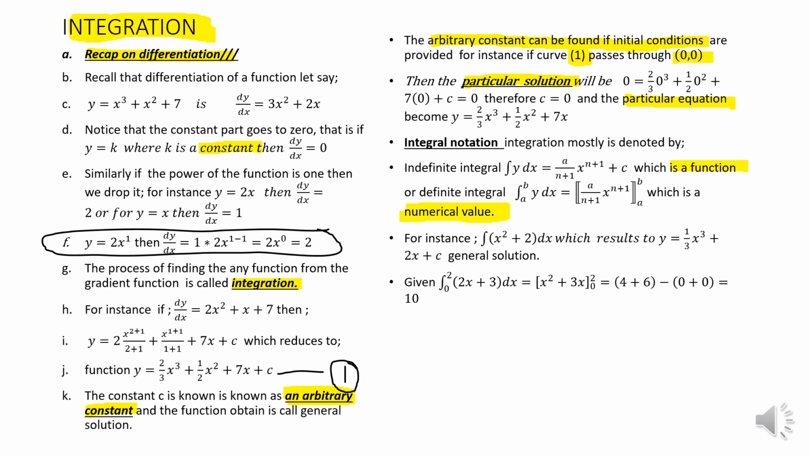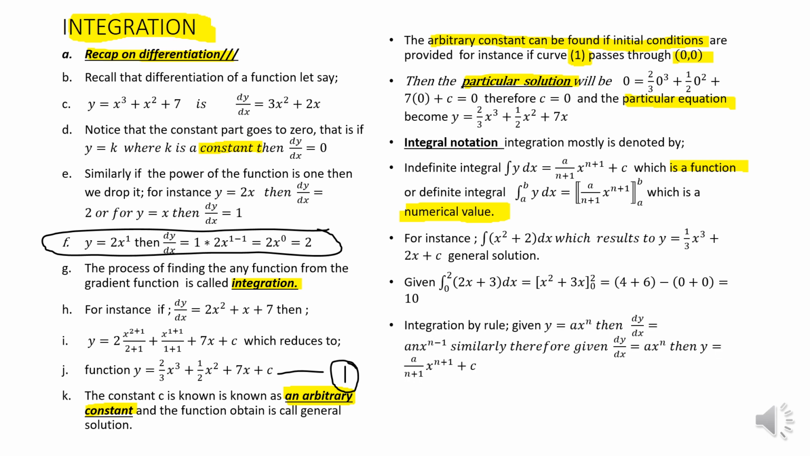So we'll start with the upper limit 2, and then you substitute into x, where 2 squared goes to 4, plus 3 into 2, which goes to 6, minus, you now substitute the lower limit, 0 into x squared and 0 into 3x, which you get 0 plus 0, and here you get 4 plus 6. Now 4 plus 6 is 10, and 0 plus 0 is 0. Then you subtract the 2, you get 10. So that definite integral gives you the value as 10. So you realize it's a numerical value.